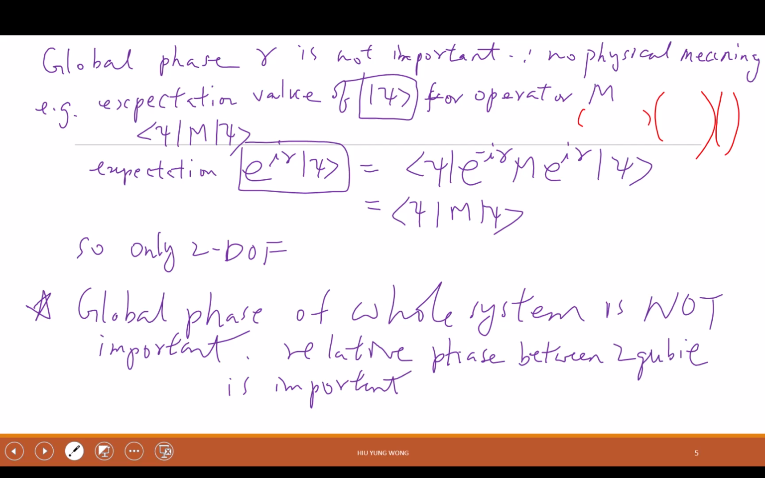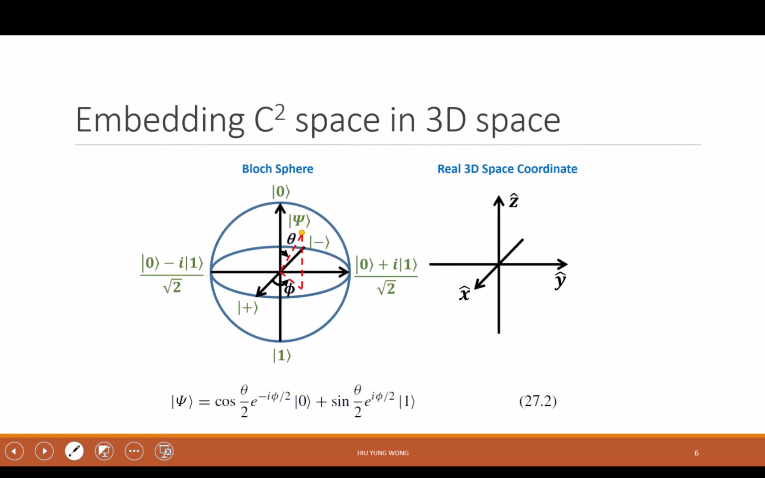Now I have 2 degrees of freedom. Then I can put it on the surface of a sphere, not in the sphere, but on the surface of the sphere, because the surface of the sphere has 2 degrees of freedom. Okay? And in particular, you see that if I embed this sphere in real 3D space, then it becomes very interesting because theta turns out to correspond to the polar angle of this sphere, and phi turns out to be the azimuthal angle of this sphere. And that is why this Bloch sphere is so useful.